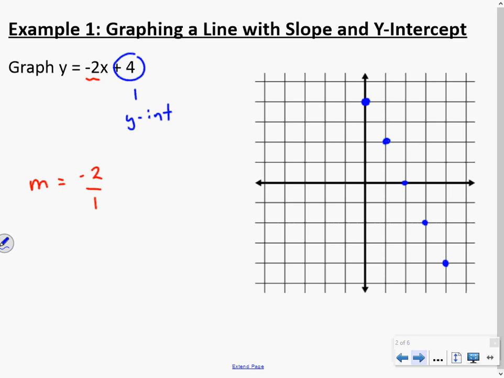And then I can't fit any more points on my coordinate plane here. So I'm going to stop, connect my points, put the arrows on the end, and I have successfully graphed my linear equation. So graphing linear equations when they're written in this slope-intercept form is very simple. You plot your y-intercept, and then you use your slope to get all the rest of your points.